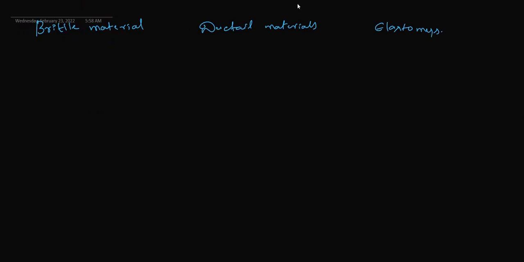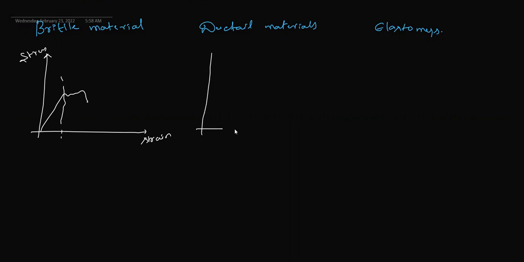What is meant by brittle materials? For brittle materials, you will get a graph like this. This is stress, this is strain. Stress versus strain, if you take the graph, you'll get a graph like this. And ductile materials, we are taking like this. You'll get a graph representation like this. This is stress, this is strain. If you draw the graph, the graph will look like this.